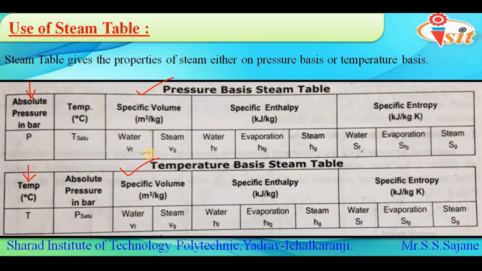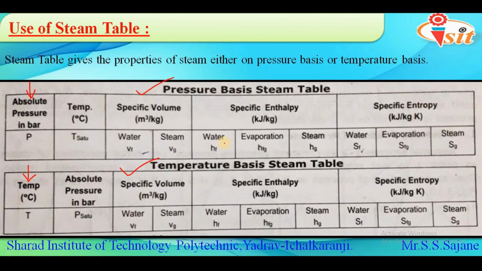Then the next column is for specific enthalpy. In the case of specific enthalpy, we again have three sub columns where we can see water, evaporation, and steam. So HF stands for the enthalpy of saturated water. HFG is the enthalpy of evaporation of steam, or we call it the latent heat of evaporation. And the last one, HG, is the enthalpy of dry saturated steam, and the unit of enthalpy is kilojoule per kg.